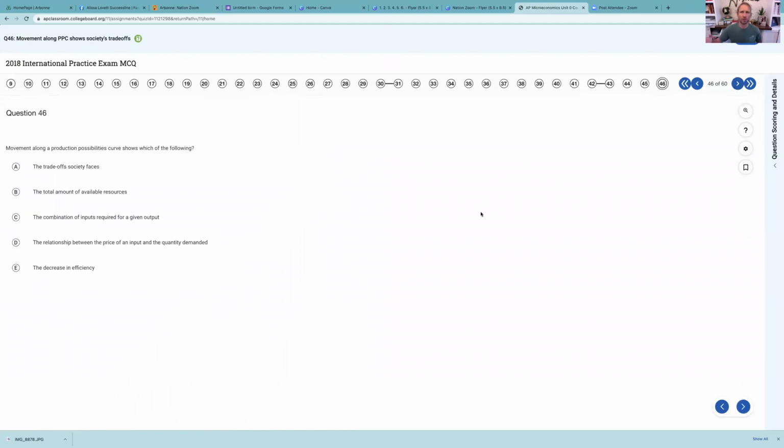46. I'll go back over the Lorenz curve when we're reviewing, like the day before the test. It's one of those things we're not going to spend a ton of time on, but I want you to be exposed to it before the test.